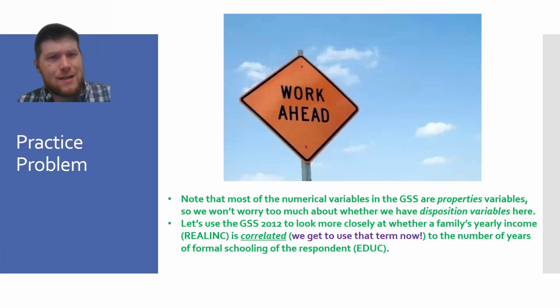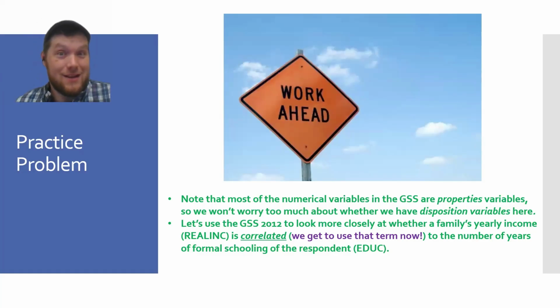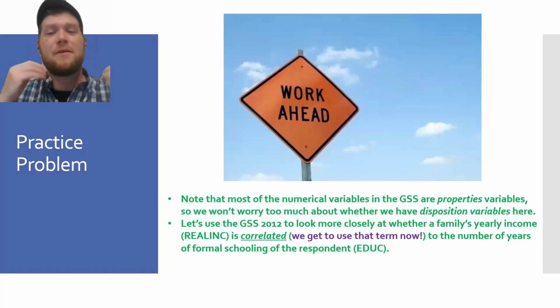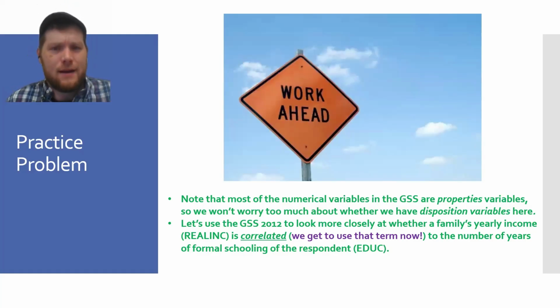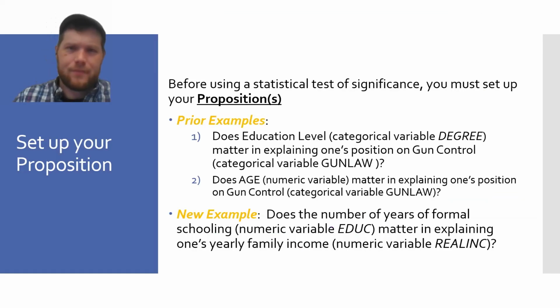Now note, we're going to use a practice problem, get some examples going. Most numerical variables in the GSS are properties variables. We don't want to worry too much about the disposition variables here. They're more to sort of figure out the demographics. So we're going to use the GSS to look more closely at whether a family's yearly income, real inc, is correlated. We get to use that term now. We don't say associated or related. There's a relationship, but they're actually correlated, to the number of years of formal schooling of the respondent, the EDUC variable that we've used before when we talked about regular ANOVA last module.